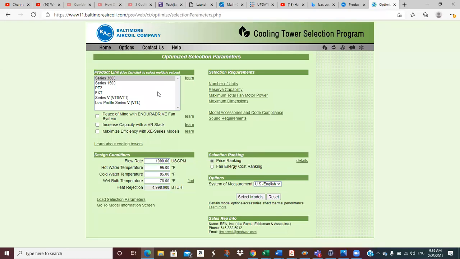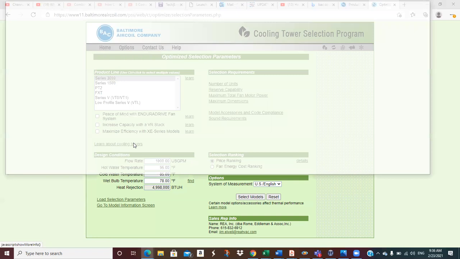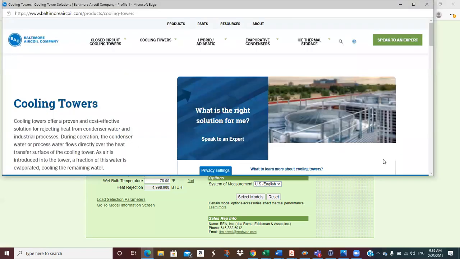Up here, these are different cooling tower products, lines of equipment that they offer. And you can click on some of these links, and it takes you to other pages where they have information and they'll explain things to you. For example, if you want to learn some fundamentals, which you guys should know a fair amount about by now.